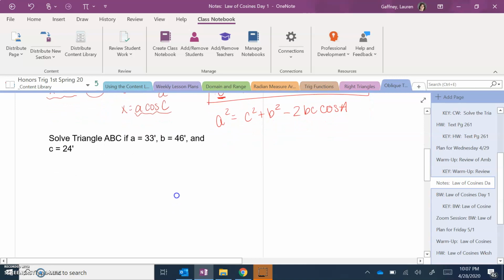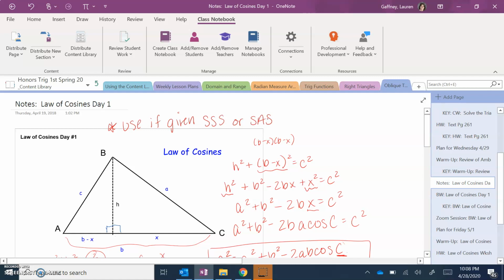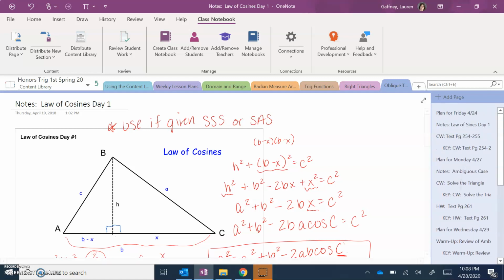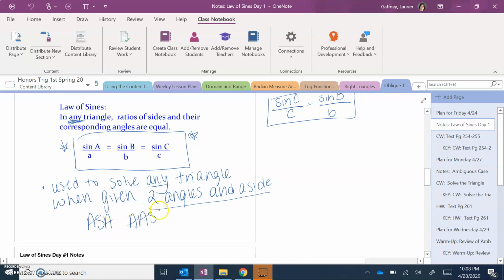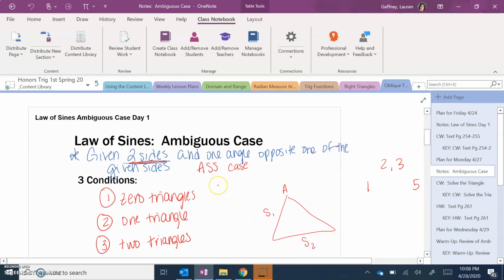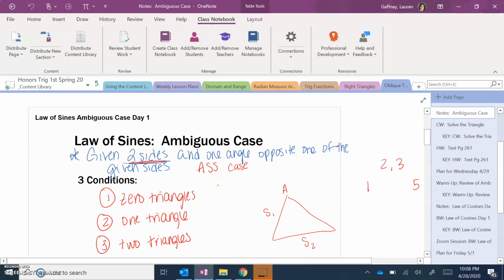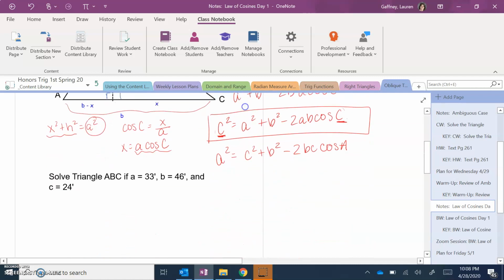Okay, so let's try some problems. The key thing, and I should have said this from the very beginning, is you want to use this if given side, side, side, or side, angle, side in a triangle. If we think back, we used the law of sines initially when we were given two angles and a side, so ASA or AAS. Then we went into the ambiguous case when we were given two sides and one angle opposite, the SSA case. We want to use this one when we're given three sides, or two sides and an angle that's in between those sides. So you're not given an angle across from one of those sides. Sorry, I should have said that initially.